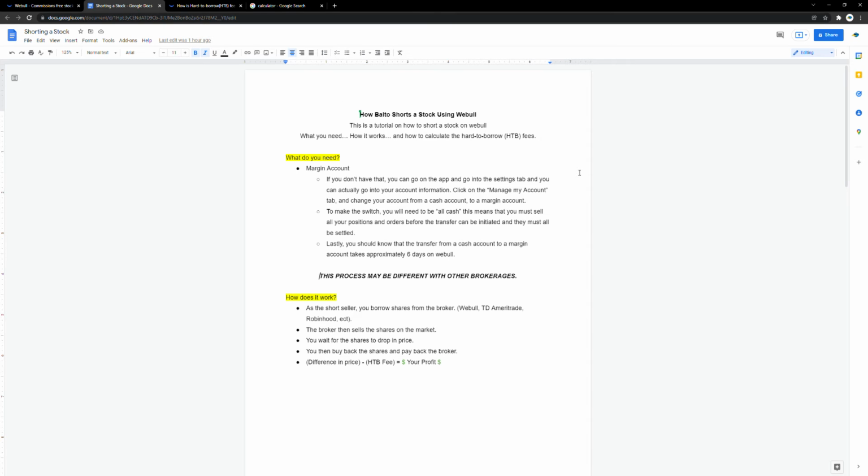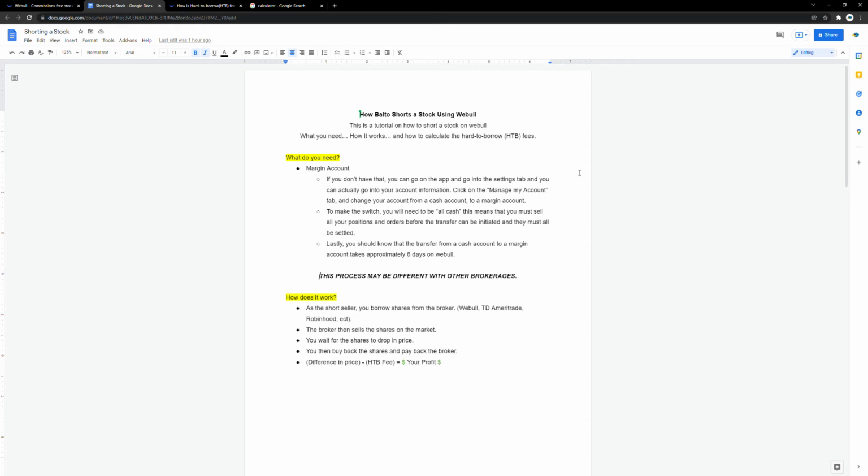What do you need? You need a margin account. I know a lot of new traders have been asking me recently, what kind of account should I open if I'm just getting into trading? I always tell them cash accounts because you can do infinite day trades, as long as your cash settles. Whereas in a margin account, you get a lot of penalties if you try day trading.